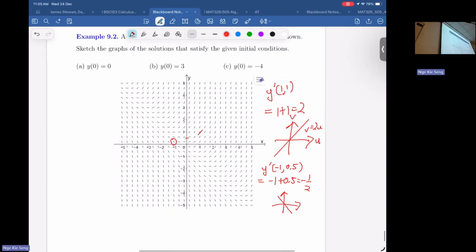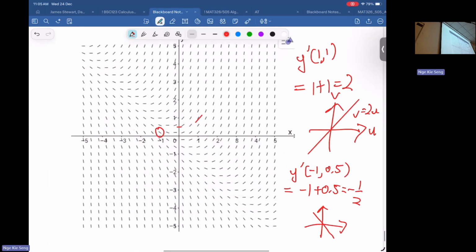In this case, you can try and plot for every point: what's the gradient? Is it positive? Is it negative? Is it zero, horizontal? Does it make sense? Can you see why this is more steep? Meaning the gradient is much larger. That's why it approaches the vertical line.